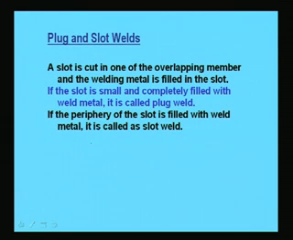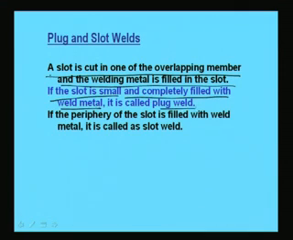So, in short, a slot is cut in one of the overlapping members and the weld metal is filled in the slot. Now, what is the difference between slot and plug? If the slot is small and completely filled with weld metal, it is called a plug weld. And if the periphery of the slot is filled with weld metal, it is called a slot weld. So, in this way we can differentiate them.